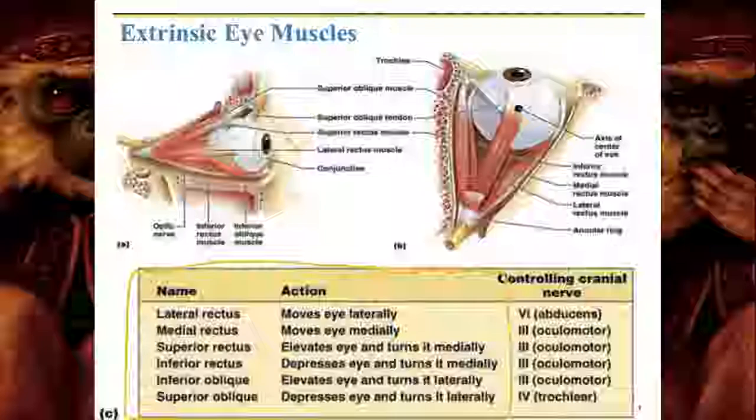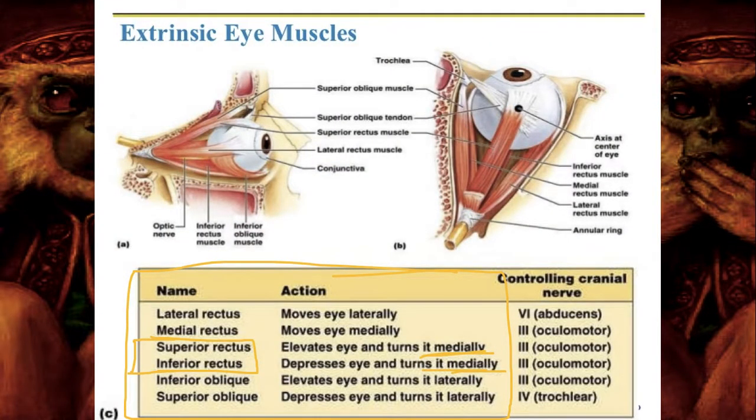So you have the lateral rectus and the medial rectus. They move the eye laterally or medially. They make sense. Then you have the superior rectus and the inferior rectus. These do partially what you think. So superior rectus does elevate the eye. The inferior rectus does depress the eye. But they also are responsible for turning the eye medially. So if you see a superior or inferior rectus, add medial to the depress or elevate.